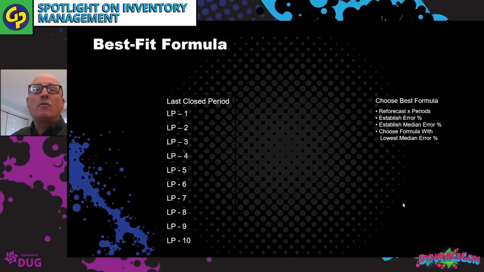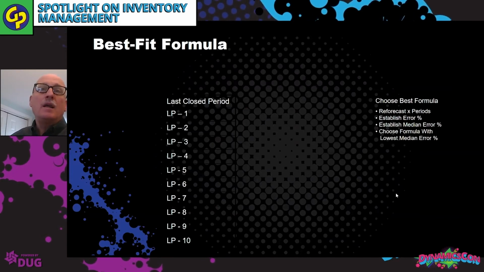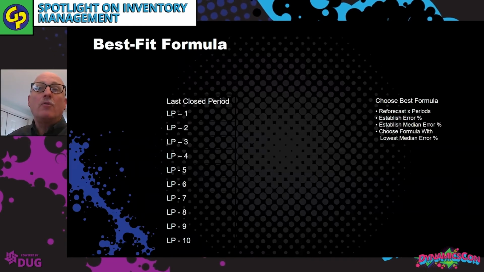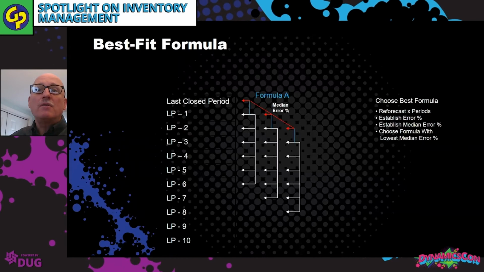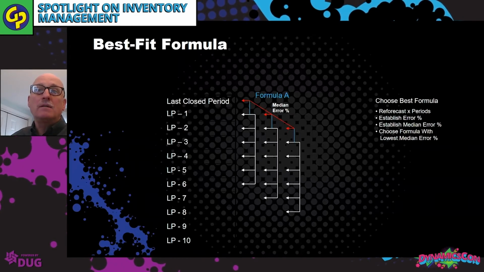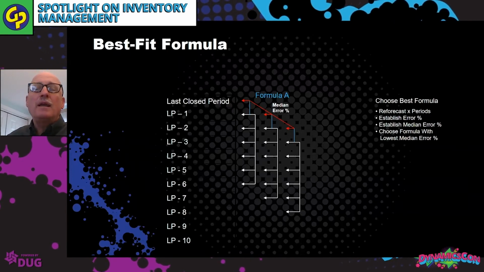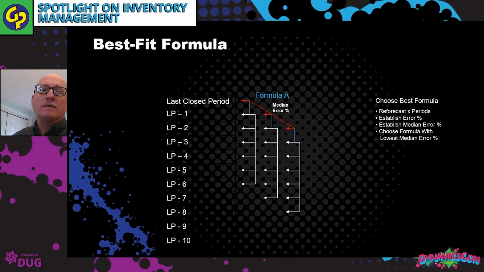So in this graph, this slide, we know what we sold last period. We can use the history prior to last period to forecast the last closed period. So in this example, we've got a 6-month formula. We're going to use those 6 months, LP1 through LP6. We're going to come up with a forecast, compare it to the actual, and calculate what the forecast error is.